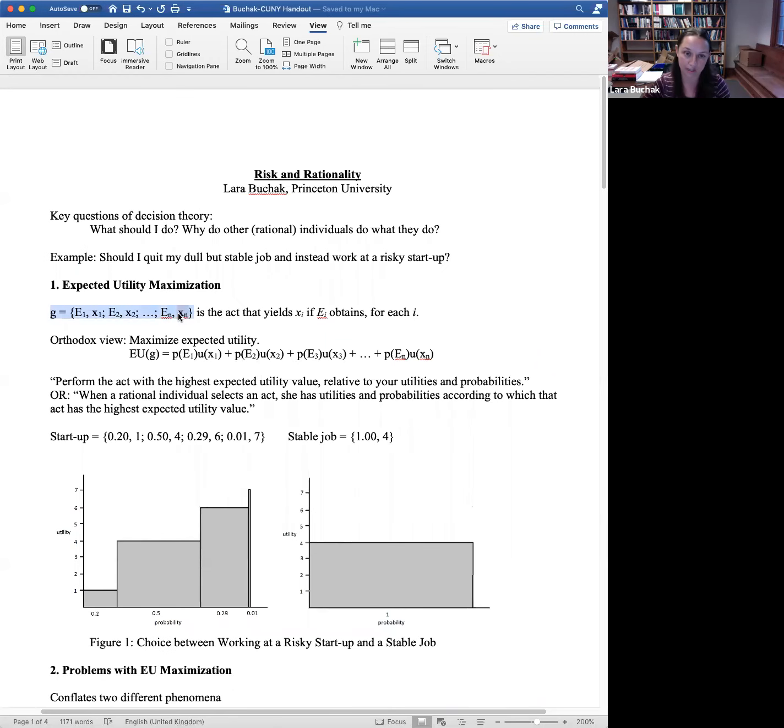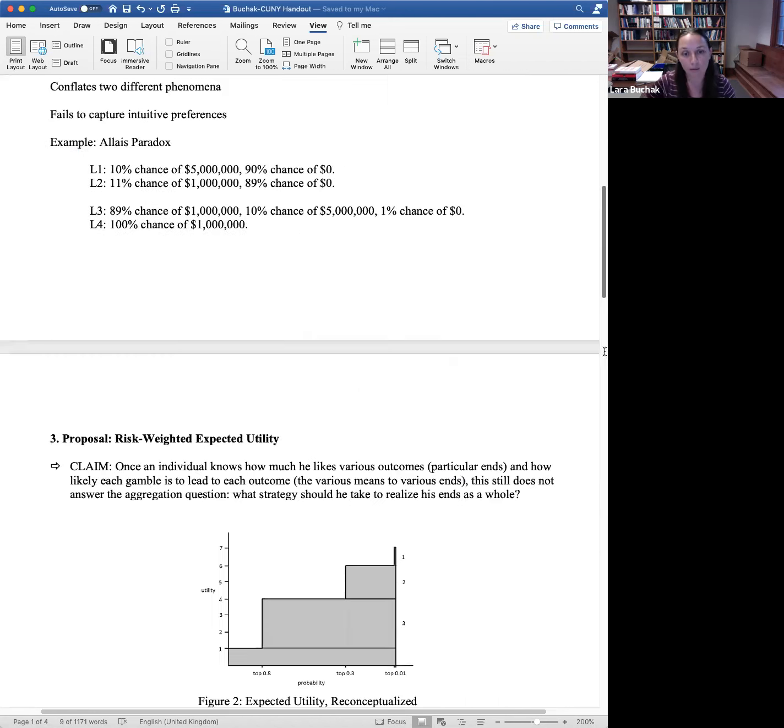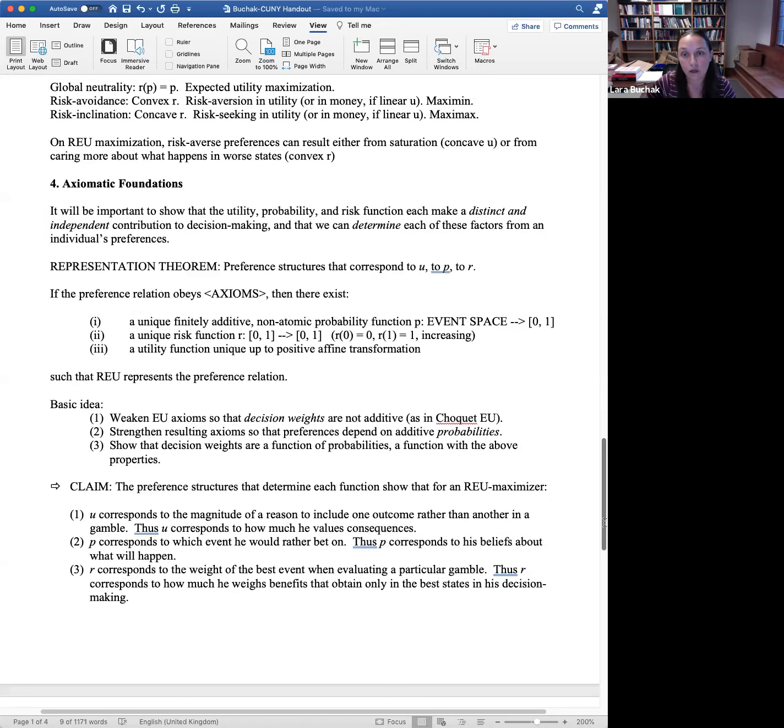So they're just pairwise preferences. G is better than F just in case, and so on. If your preferences obey those axioms, then you are represented by a unique probability function and a utility function that's unique up to positive affine transformation, such that you maximize expected utility relative to those two functions. The theorems are cool because they provide a way to extract separately your utilities and probabilities just from your pairwise preferences.